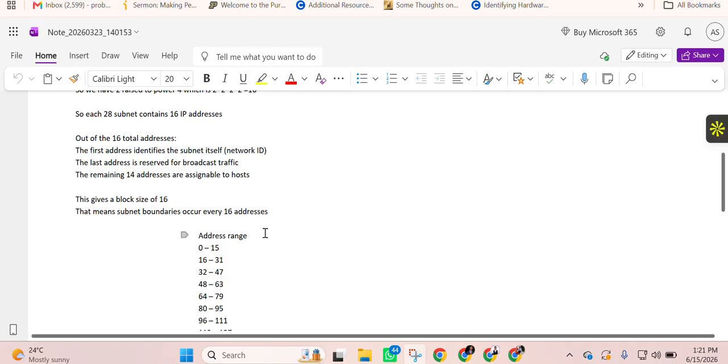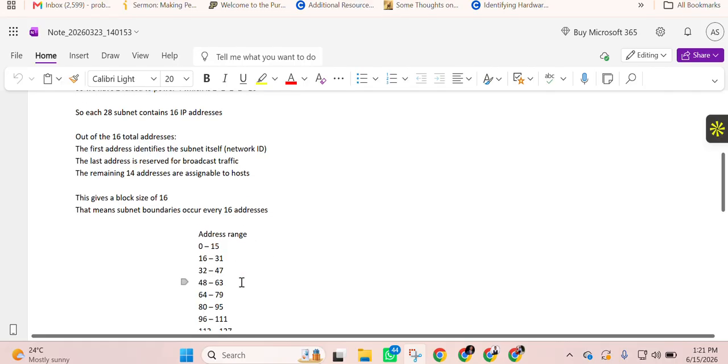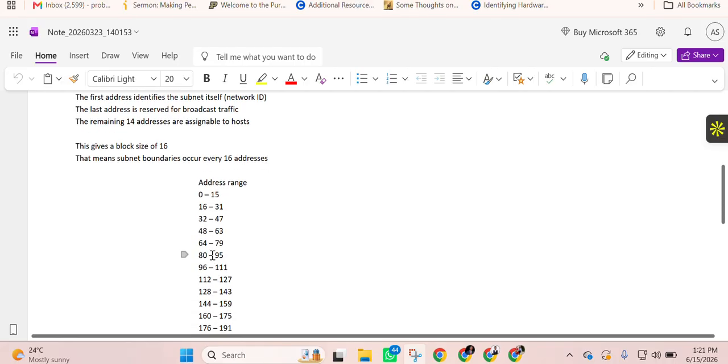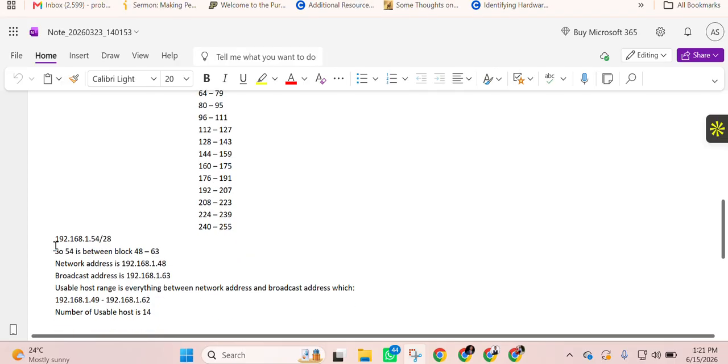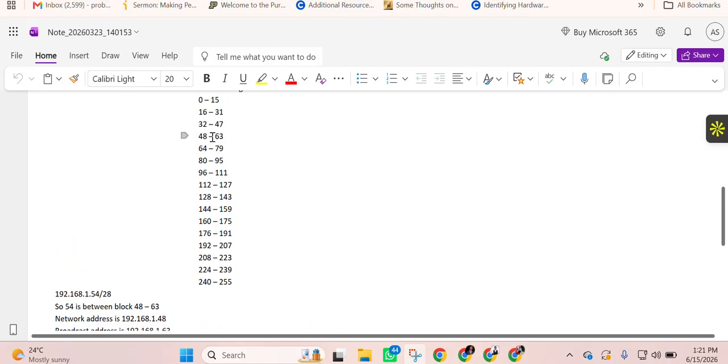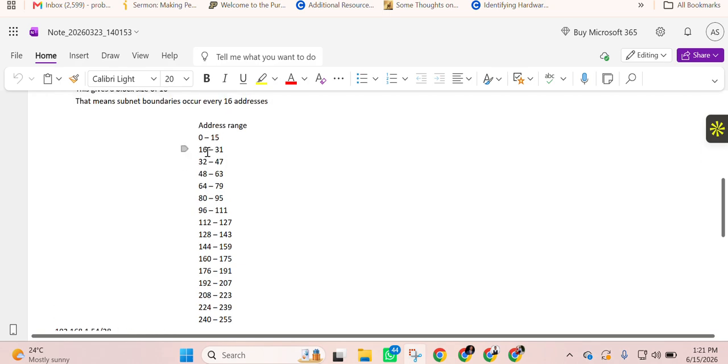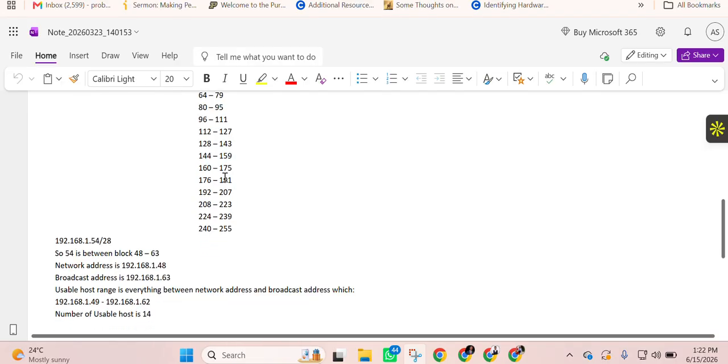So we have the ranges from 0 to 15, 16 to 31, 32 to 47, 48 to 63, and up to 240 to 255. So we have 192.168.1.54/28. In this IP address, 54 is between block 48 and 63, just as we can see here. Where can we find 54 in this address range? It should be between 48 and 63.